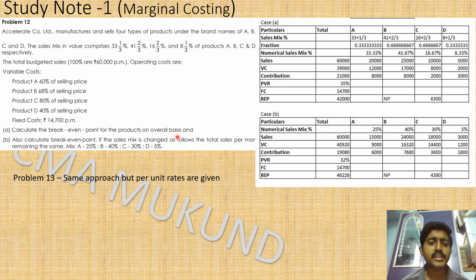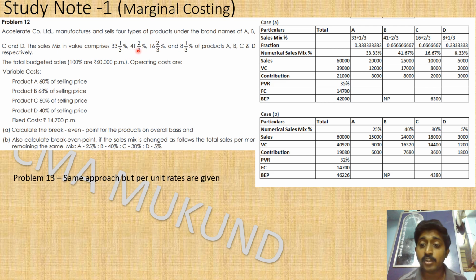Okay, yes, and then they are asking to find the break even point if the sales mix is changed as follows. For a different sales mix, now the sales mix is very complicated, so we will try to convert that into a simple numerical number. So 33 1 by 3 is nothing but 33 plus 1 by 3, which is 0.333. Add that to 33, it becomes 33.33. So 33 1 by 3 percentage is nothing but 33.33 percentage.